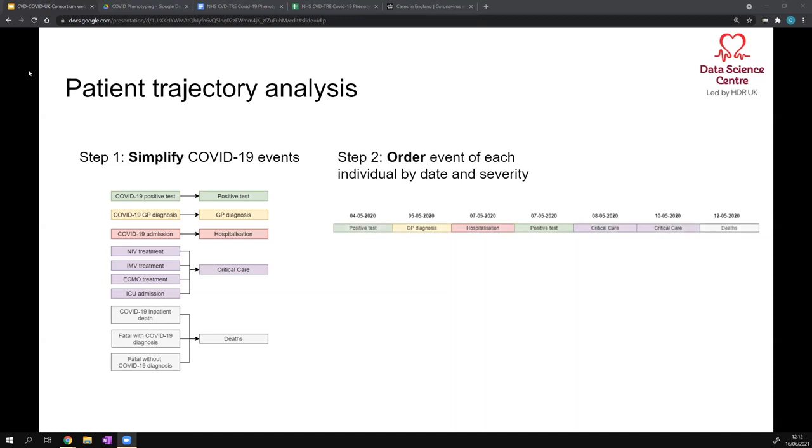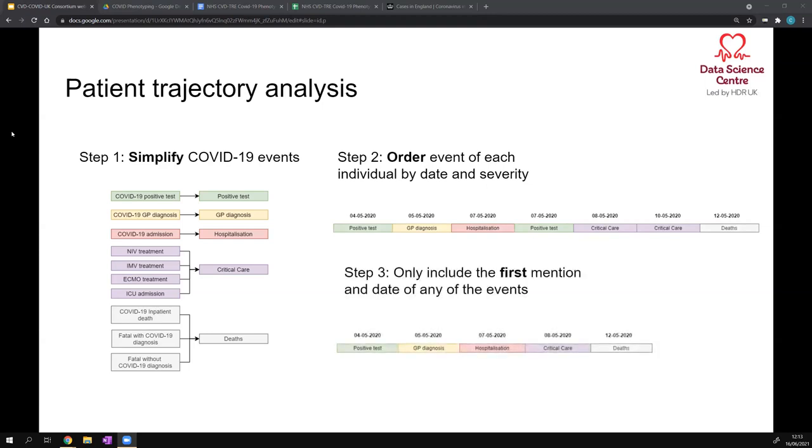We then order the events for each individual by date and severity. And finally, we only include the first mention and date of any of these events. So you can see here, this individual, looking at the full trajectory, had 2 positive tests, one on the 4th of May and another on the 7th of May. But in the final analysis, we only include the first mentioned, the one on the 4th of May, and the same for the 2 critical care events identified. They may be different types of ventilatory treatment, but we only include the first one and the first date.